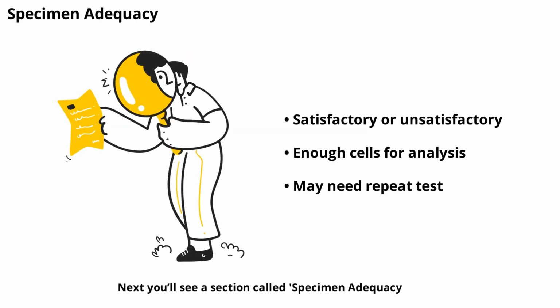Next, you'll see a section called Specimen Adequacy. This tells you whether the sample collected was sufficient for analysis. It may say satisfactory for evaluation or unsatisfactory. If it's unsatisfactory, it means there weren't enough cells or the sample was obscured by blood or inflammation. In such cases, your doctor may recommend repeating the test to get accurate results.